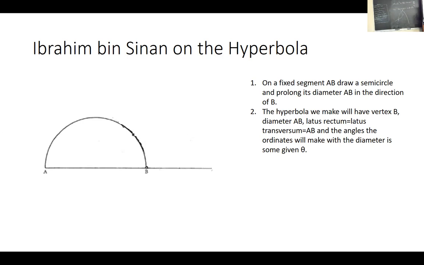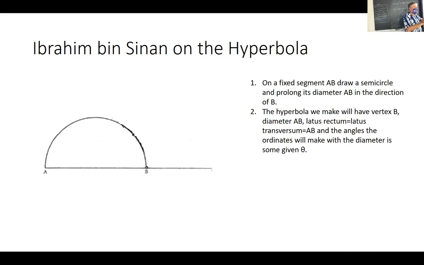So you have a fixed segment AB, and you prolong the diameter in the direction of B, and you put in a semicircle. And so now we're going to make a hyperbola with vertex B. This line here is going to be a diameter. Notice I'm not saying an axis, it's a diameter.